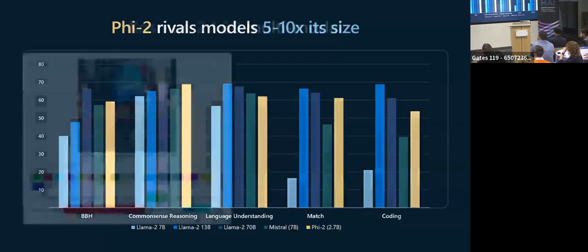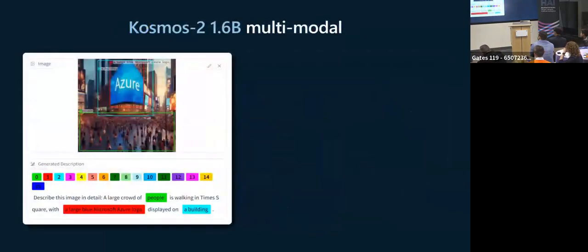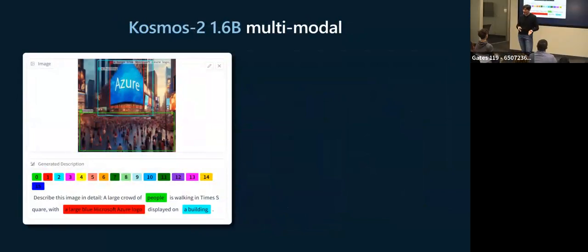So yes, the answer is language models can be small, but can vision models also be small? That's another line of research. And here's Kosmos 2, a 1.6 billion parameter multimodal model. This is me interacting with it. And I just gave it a synthetic DALL-E 3 picture of the Azure logo on Times Square and said, what is this?